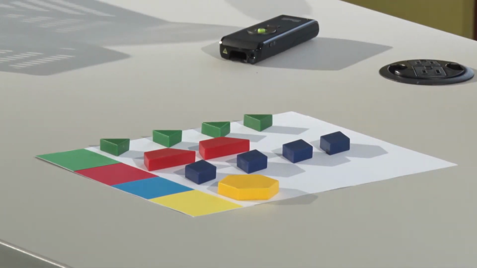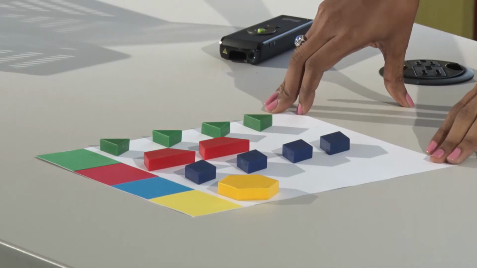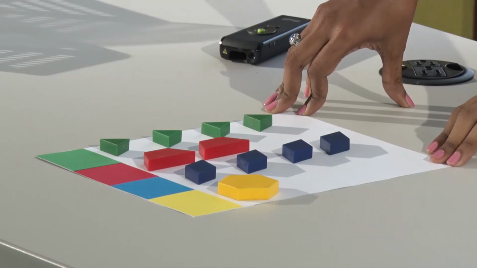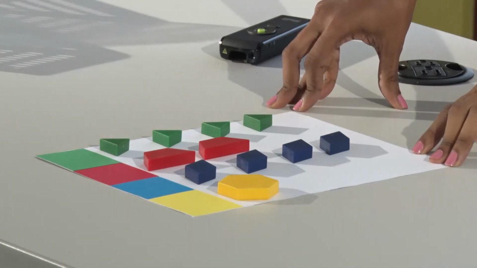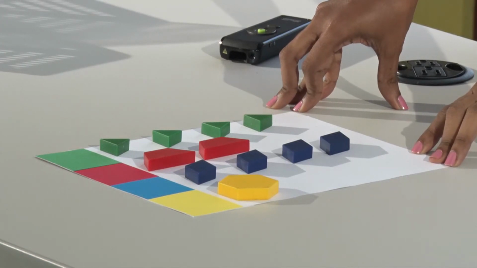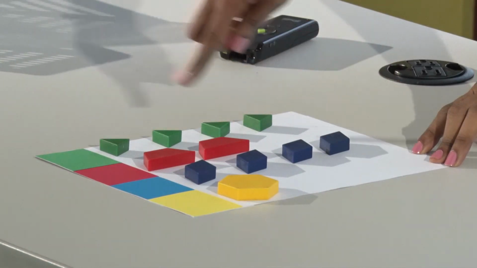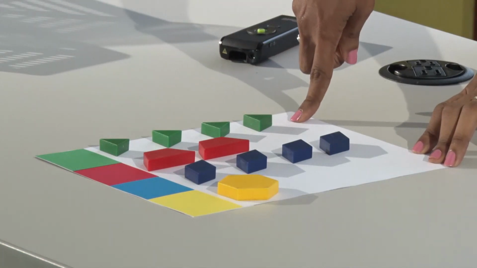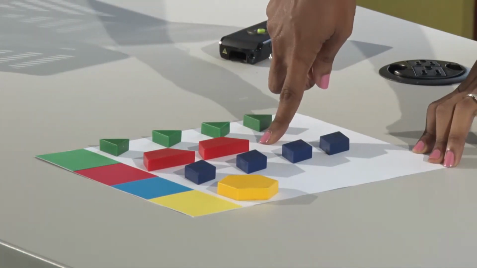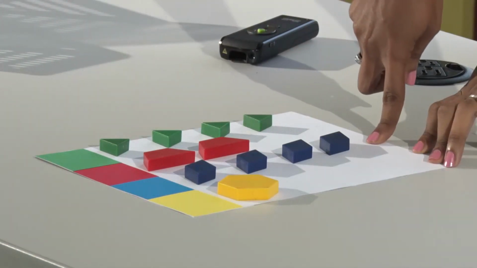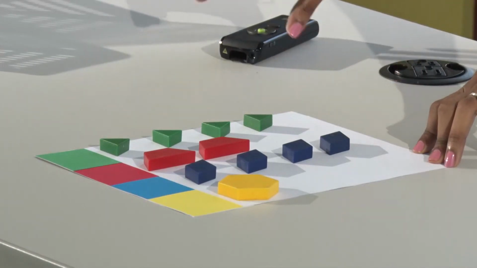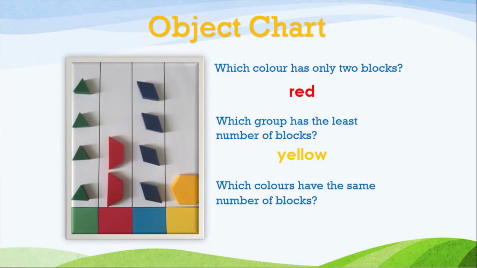Which colors have the same number of blocks? So using our object chart, we can see which colors have the same number of blocks because they are neatly arranged on the object chart. So we are looking for 2 that have the same number. We see that green has 4, 1, 2, 3, 4, which is more than red, which only has 2. Blue has 1, 2, 3, 4. So the 2 colors which have the same number of blocks are blue and green. Or green and blue, doesn't matter.